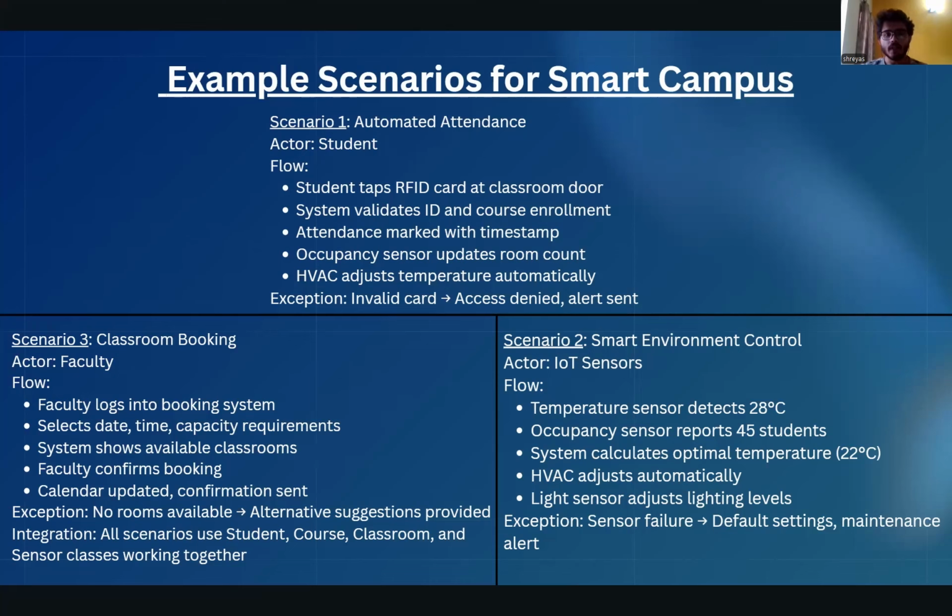The important point is that all these scenarios work together using the classes that we designed: student, course, classroom, and the sensor classes, which integrate to enable these real world use cases. This combination of structural modeling through classes and behavioral modeling through scenarios ensures that our smart campus works seamlessly in practice.